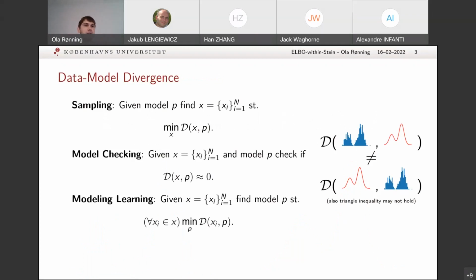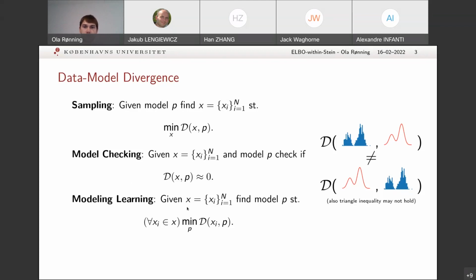And if we have such a distance, there's three things we generally look at. Given a model, we can try to sample from it by finding points that minimize the distance between this set of points and our model. We can do model checking, where we take a data set and hope that it aligns with our model, and that means, in a sense, that our discrepancy is close to zero. And finally, this is what I'll be talking about here, which is model learning.